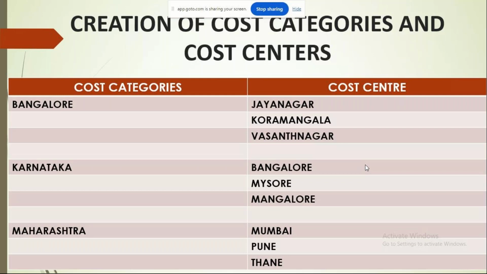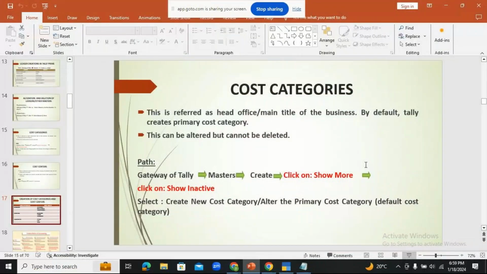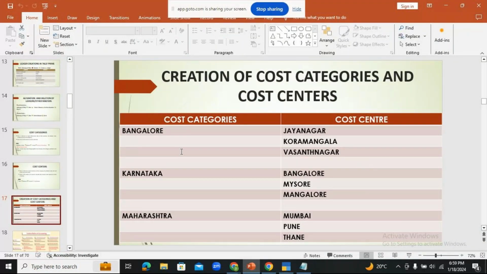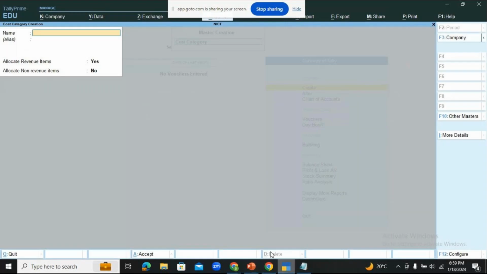So now all of you are going to create the cost category first, and then we are going to create the cost centers. Okay, so let's start. First we have to create Bangalore, Karnataka, and Maharashtra as the cost categories. Then we have to create the cost centers. Both we cannot do together. So I hope all of you are in the cost category creation window.